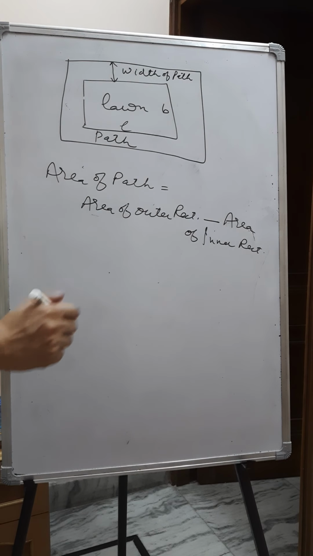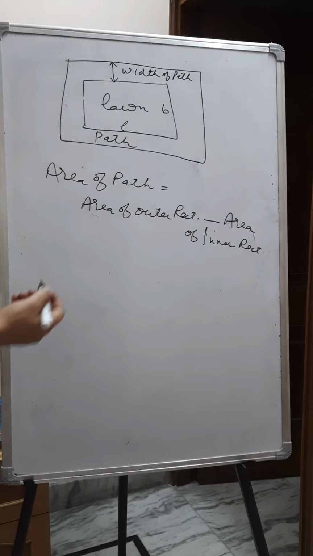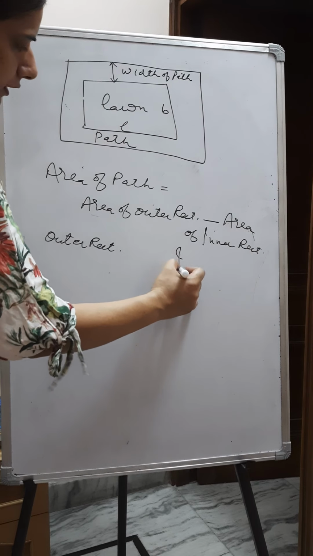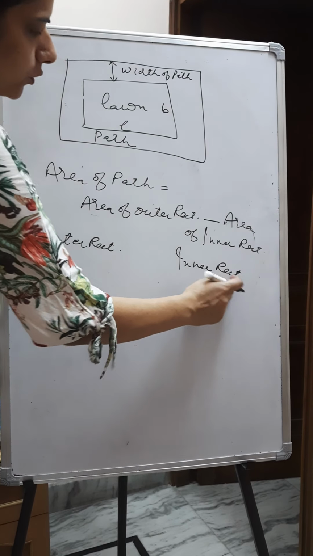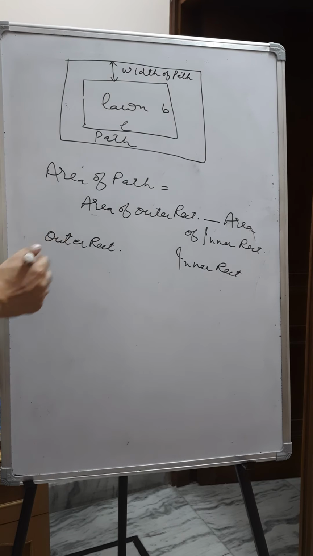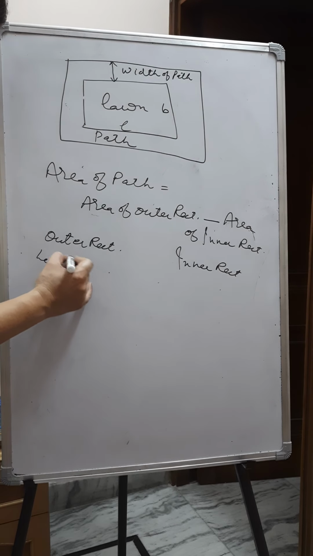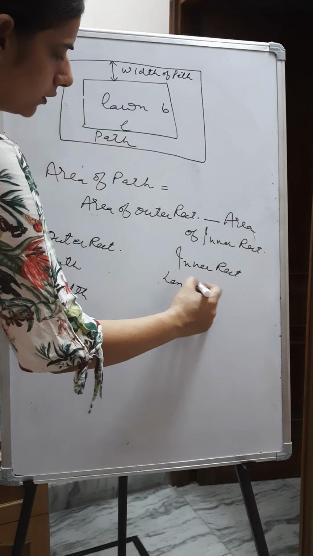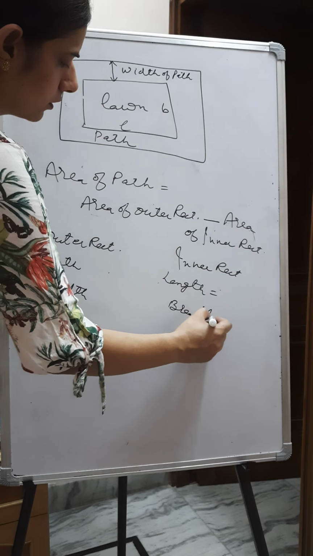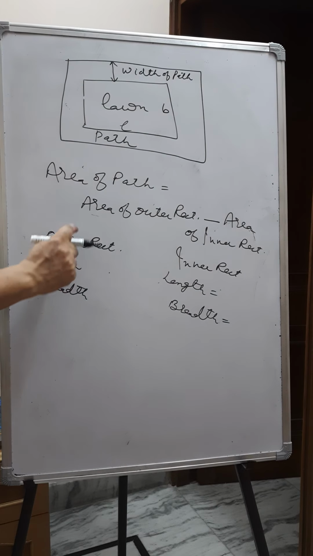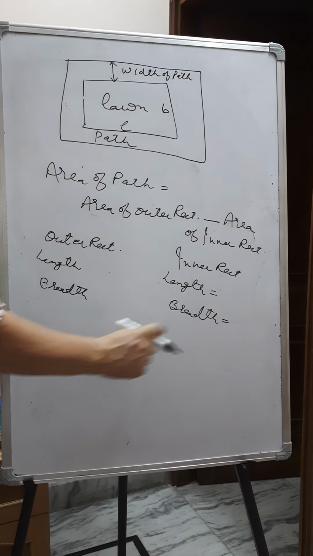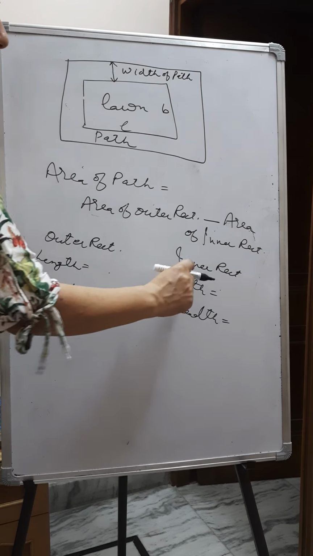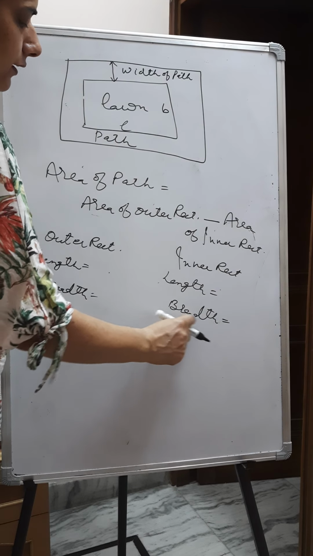Now the question is, for the outer rectangle and for the inner rectangle, both we require length and breadth. Then only we are able to find the area of the path. For the area of the outer rectangle we require the length and breadth of the outer rectangle. For the inner rectangle we require the length and breadth of the inner rectangle.